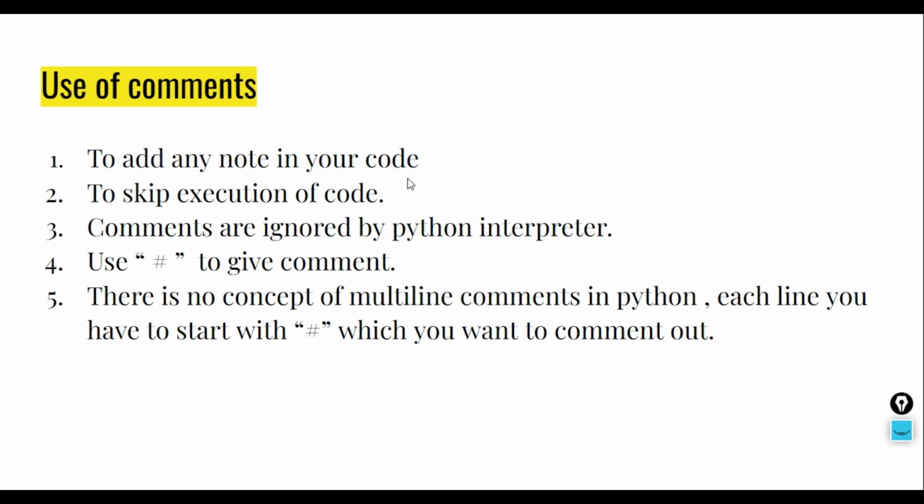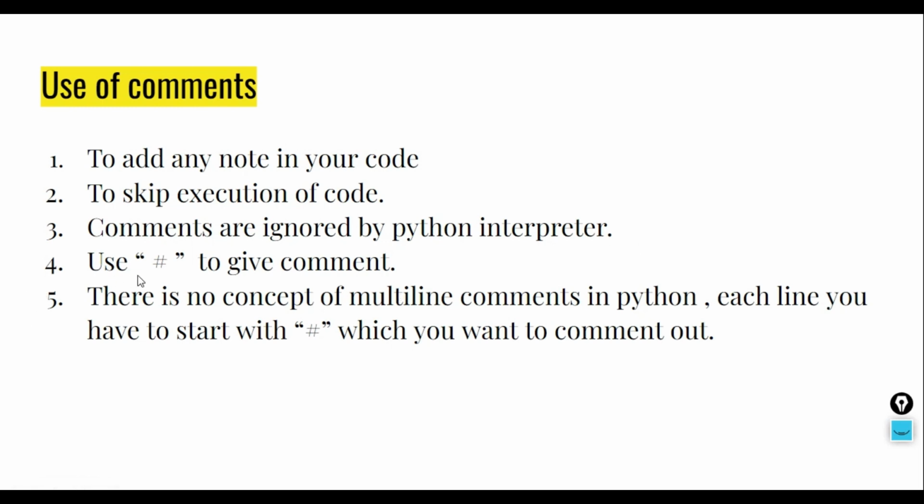For example, whenever you are learning something and you have a notebook, if you find any topic important, at that time you note it down in your notebook. In the same way, if you want to add a note in your code, you can add that using a comment. And the next use is to skip execution of code. If you don't want to run some code, you can comment it out. Comments are ignored by the Python interpreter, so they are not executed.